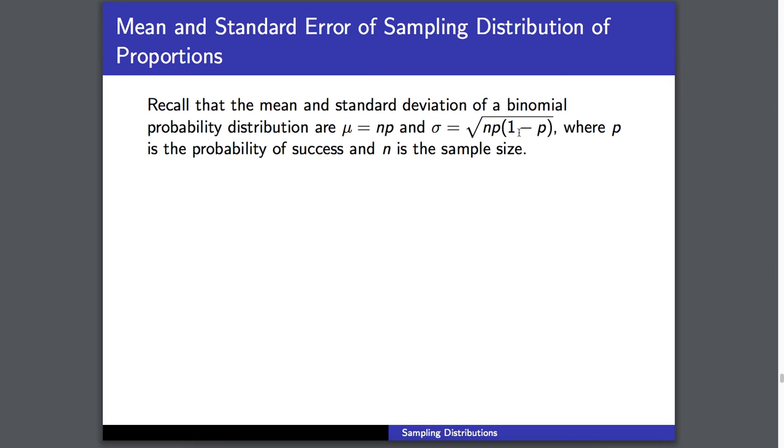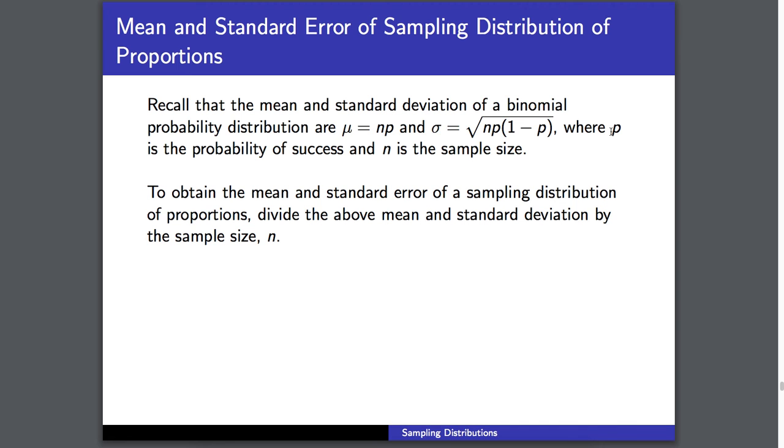So we can think of a proportion as n representing our sample size and p representing the probability of success, or the proportion or percentage of items in our distribution that are accounted for.